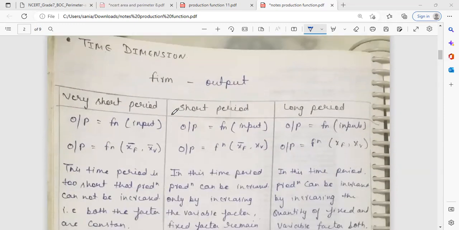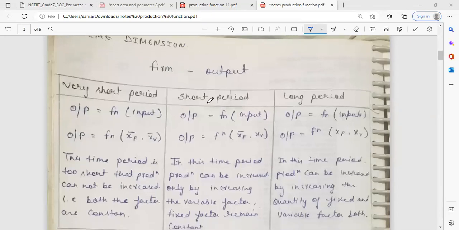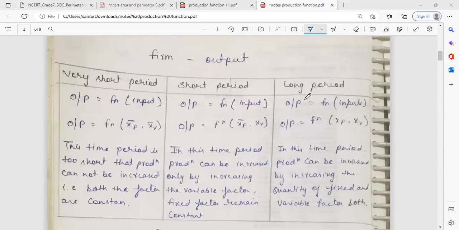So now let's do the time dimension. Time dimension is basically, we have three types of time. One is very short, one is short, and one is long period. So let's understand this one by one. Very, very important concept, students. So remember, learn it in a good way.